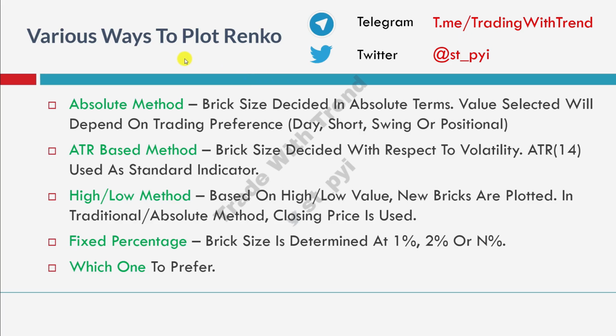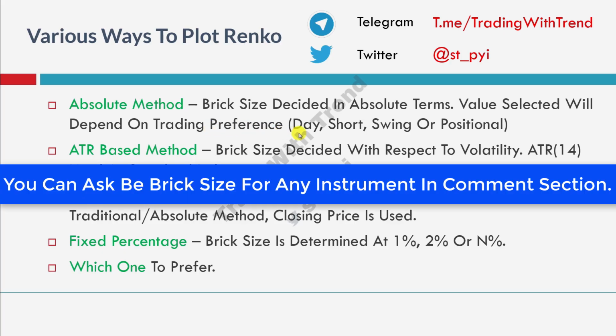So let me just explain the 4 main methods used to plot Renko charts. The first method is the absolute method. This is also the traditional method where the Renko chart is plotted using the closing price. So you will have to decide the brick size on your own, and the value of brick size will depend on your own trading preference, that is, whether you want to do day trading, short-term trading, swing trading, or positional trading. For each of these trading styles, brick size would be different.